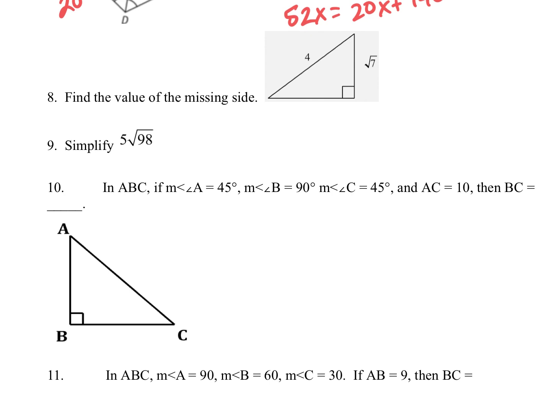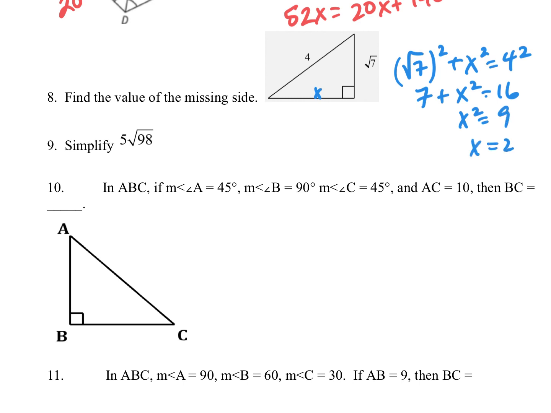On our next problem, we're going to find the value of the missing side. This is a straight up Pythagorean theorem question. You shouldn't have to do anything special except solve it using the Pythagorean theorem. So 7 squared plus x squared equals 4 squared. So 7 plus x squared equals 16. So x squared equals 16 minus 7, which is 9. So x would be equal to 3.